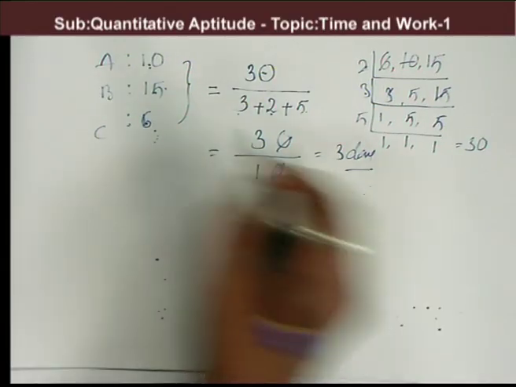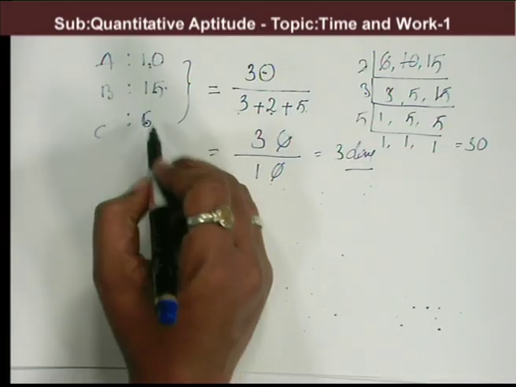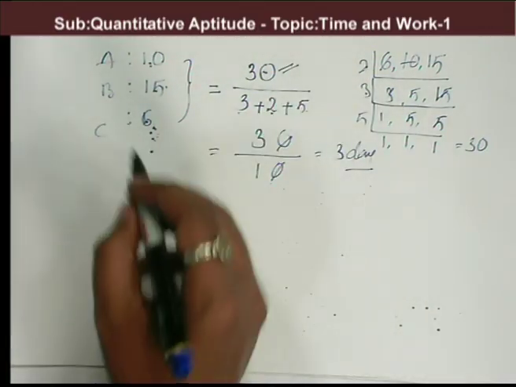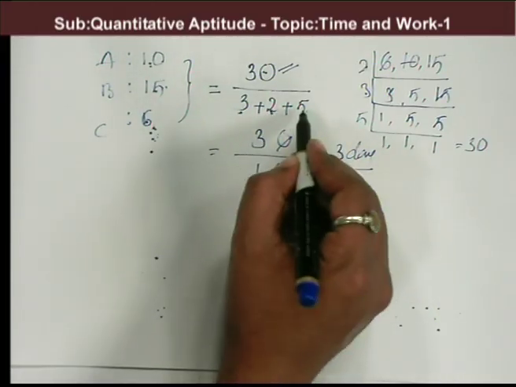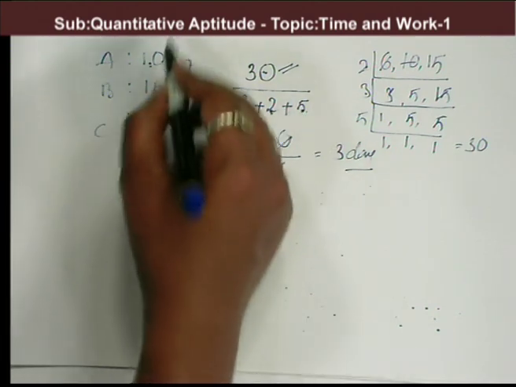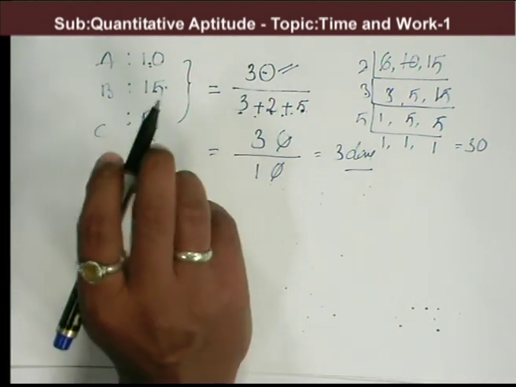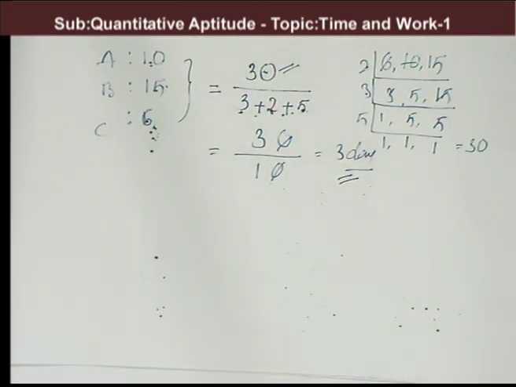So, this is A, B, C. When we have the 3 values working together, we apply the LCM in the numerator, and in the denominator LCM by the A value, LCM by the B value, LCM by the C value. Working together means addition of the values. In that way we find out A, B, C working together in this problem.